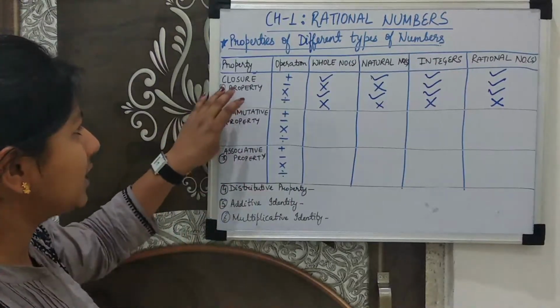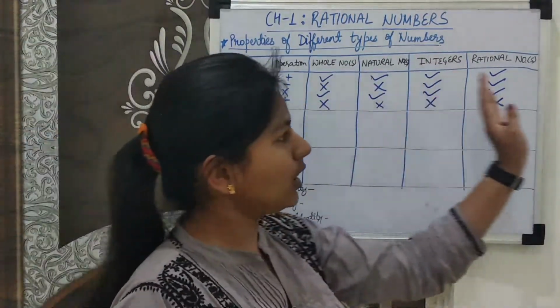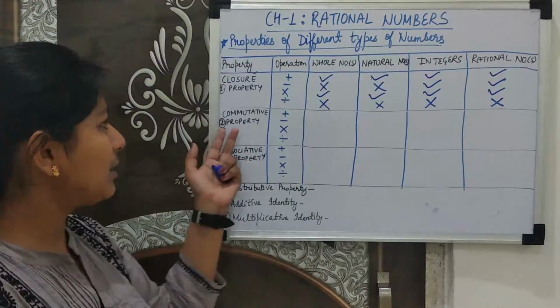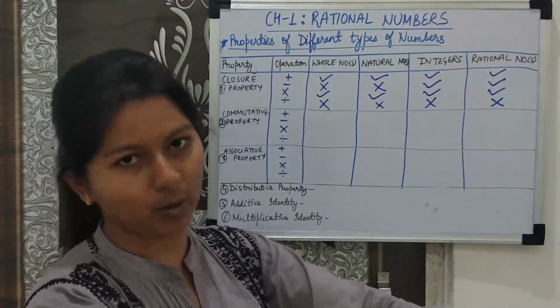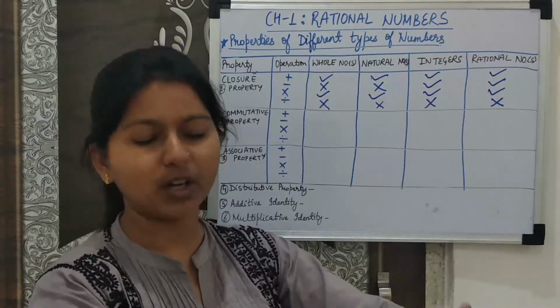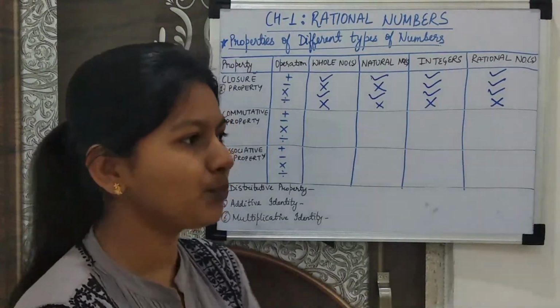So we have studied the closure property for all kinds of numbers. Similarly, commutative property. Like for the closure property, we have formed a boundary of the given numbers. We have formed a closed boundary of those numbers.